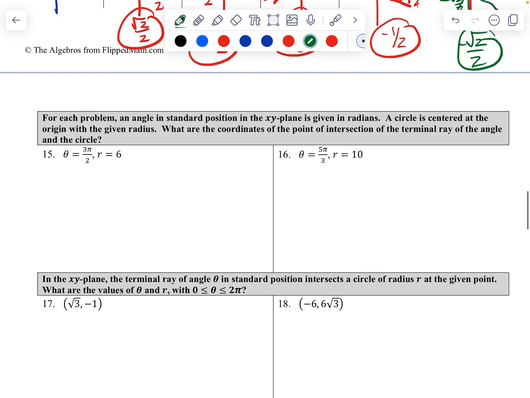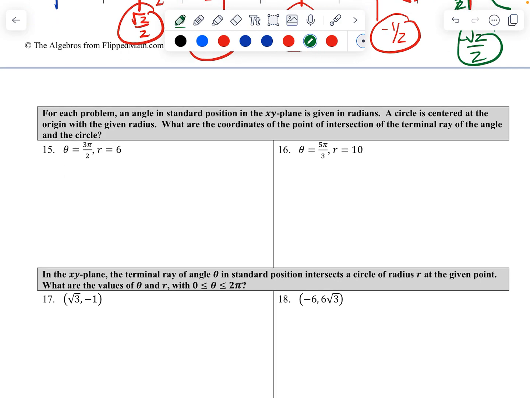Okay, so for the next couple problems, the angle is in standard position. A circle is centered at the origin with the given radius. What are the coordinates of the point of intersection? So I know it's 3 pi over 2 and our radius is 6. Well, this would just be the coordinate 0, negative 6.